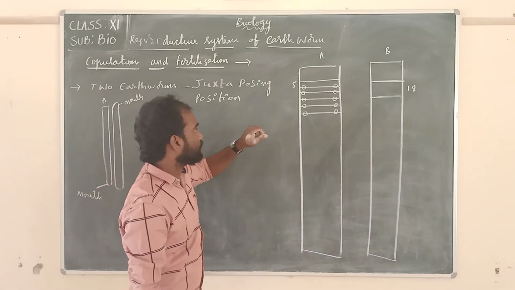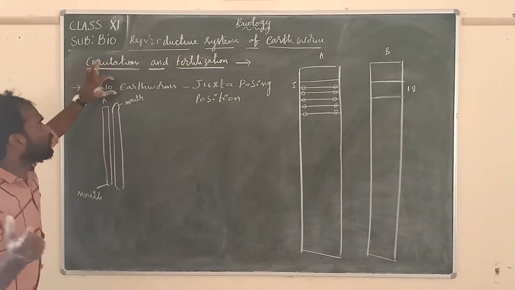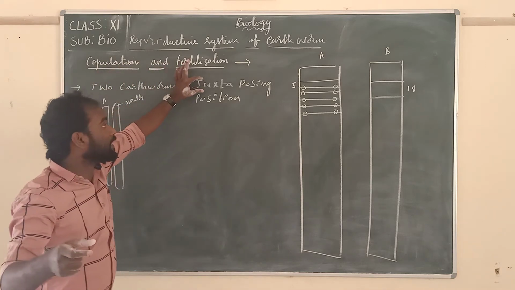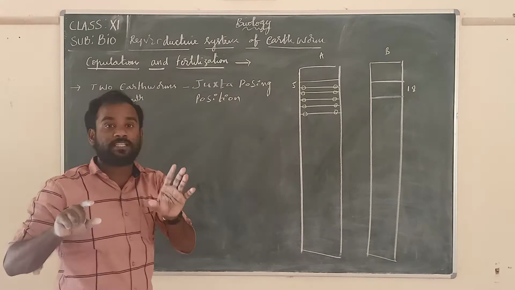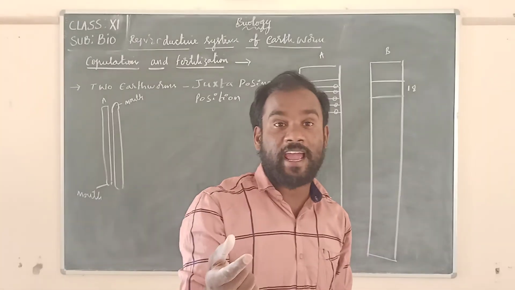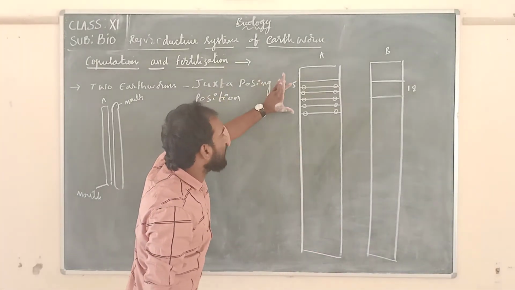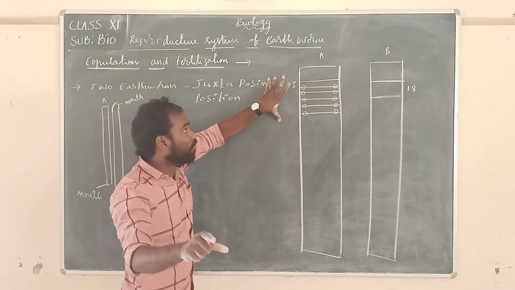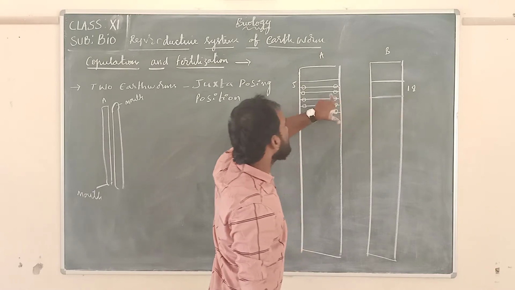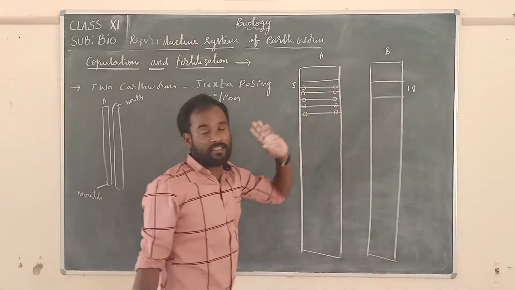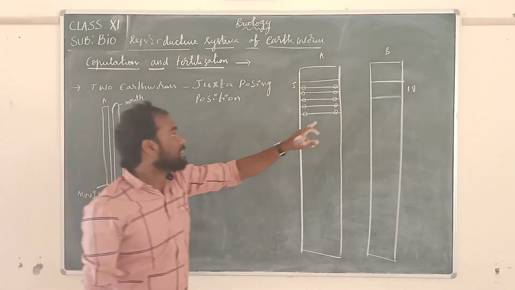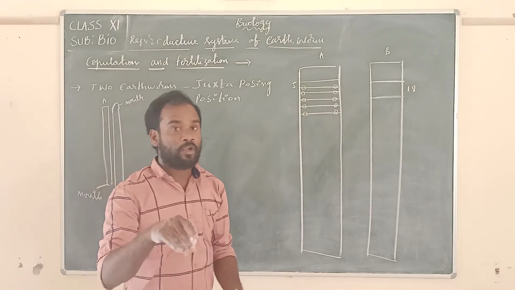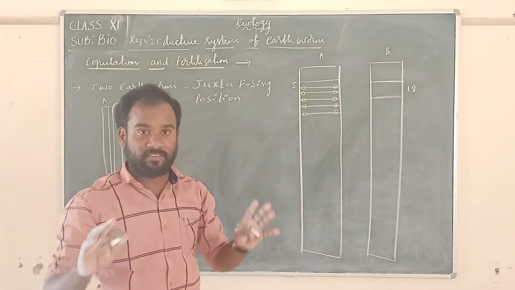Now let us see. So the two earthworms join in juxtaposing position, in opposite position. When they join like that, what will happen? The spermathecal apertures of one earthworm are in contact with the 18th segment of the other earthworm. Okay, now let us see what will happen when they come in contact with each other.